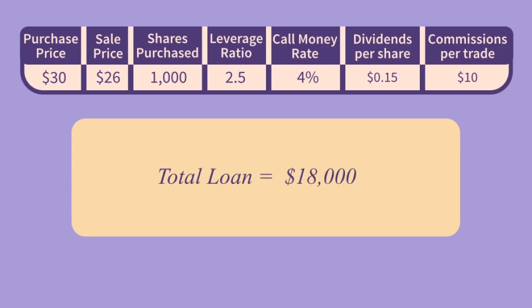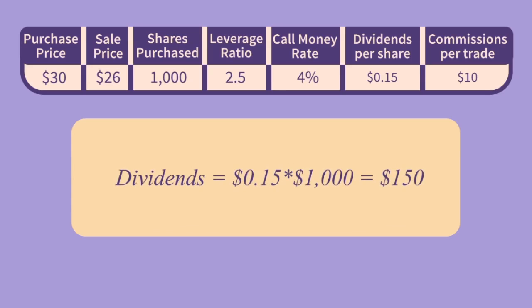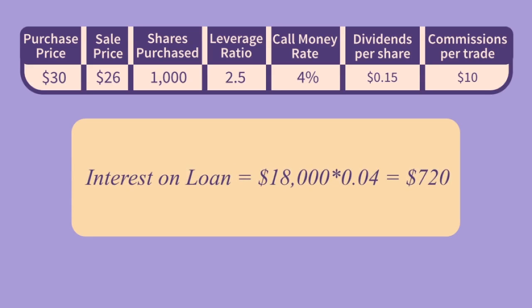Next, the analyst needs to calculate the amount in dividends received and the interest on the loan paid. Since each share pays 15 cents, the total dividend amount received is $150. The interest on the loan, or call money rate, was 4%, so the total interest is equal to $720.